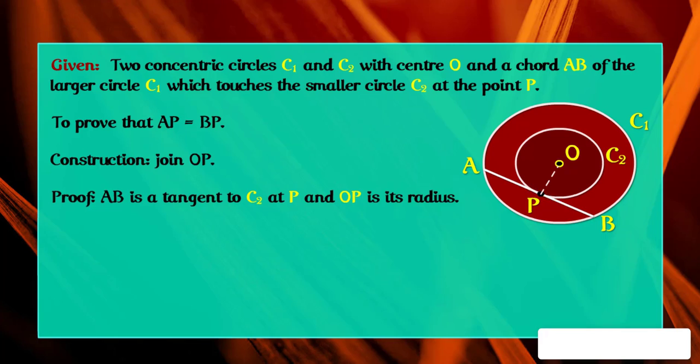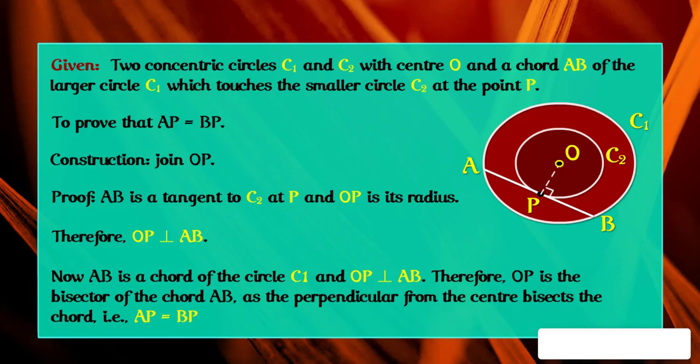Then, AB is the tangent to C2 at P and OP is its radius. Therefore, OP is perpendicular to AB. Now, AB is a chord of the circle C1 and OP is perpendicular to AB. Therefore, OP is the bisector of chord AB, as the perpendicular from the center bisects the chord, that is, AP is equal to BP.